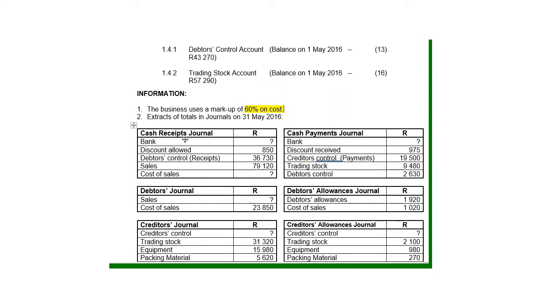So posting the CRJ, the accounts: bank, debtors control, and sales. Those are the three that they give me. We'll look at the other two just now, but it's bank, debtors control, and sales. Good. Step 2. I must decide what type of account it is.